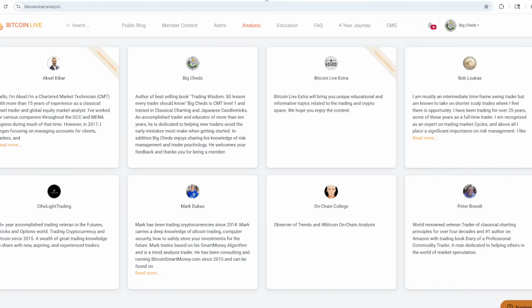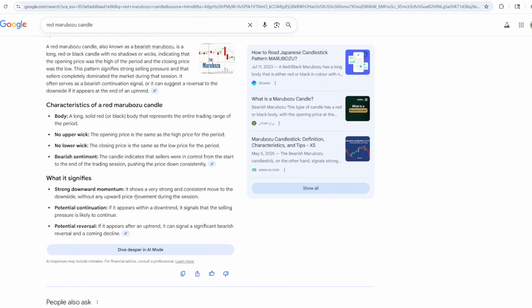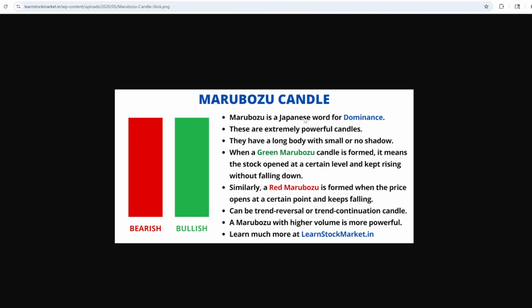For today's lesson, we're going to talk about the red Marubozu candle. Now, you've heard me tweeting about it before. I actually have other videos on the red and the green, but I want to talk specifically about a red Marubozu candle. So you can pause and, of course, read this on your own time to get a sense of it, but it's important. It talks about the body size and the wick and the context. Let's show you a picture of it.